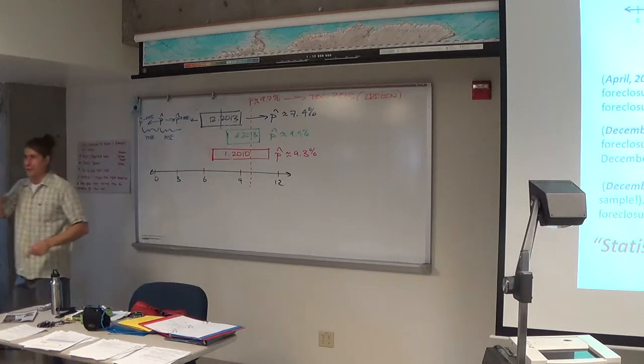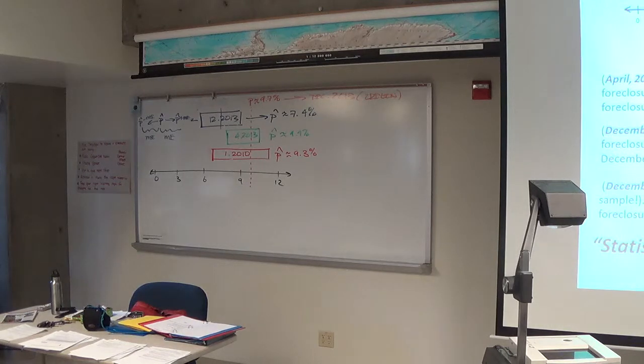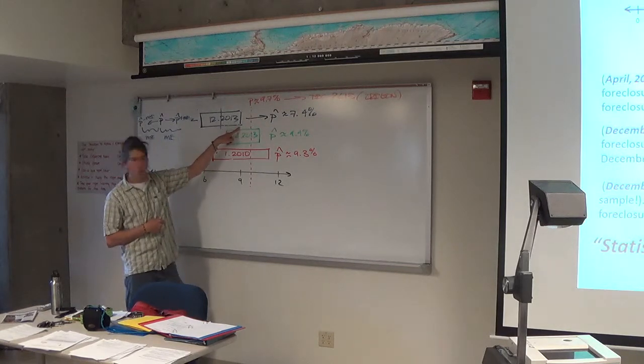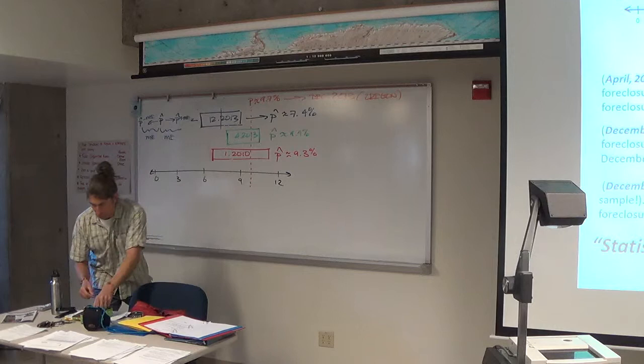Hot damn, there's a claim worth making. Because we know at most, based on our sample we took in Bend in December 2013, the highest the foreclosure rate was, I believe it was 8.9%, is that right? I'm going to put it back in now.